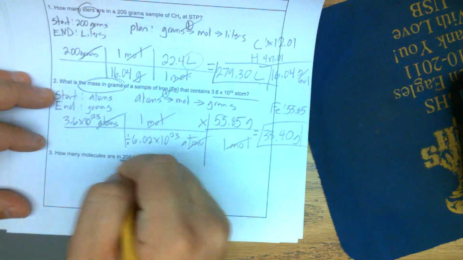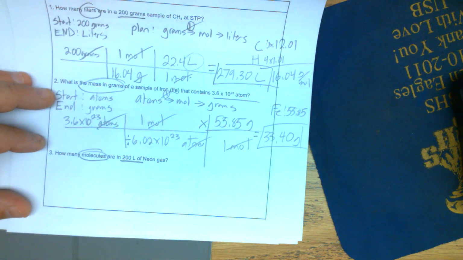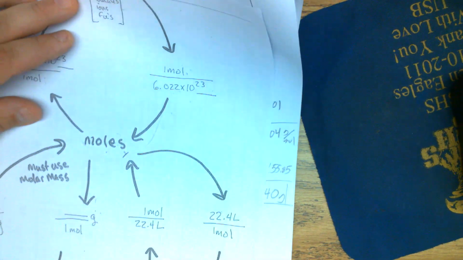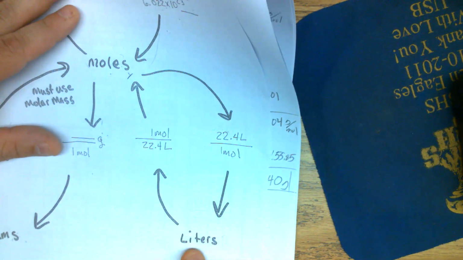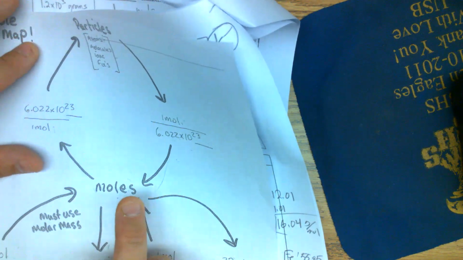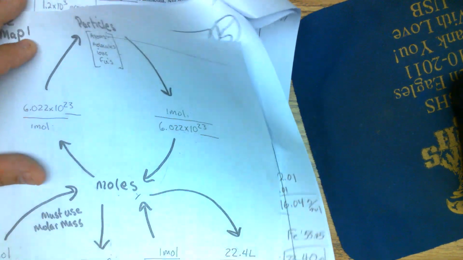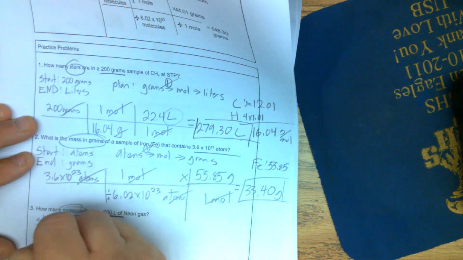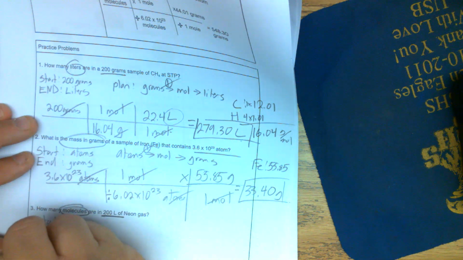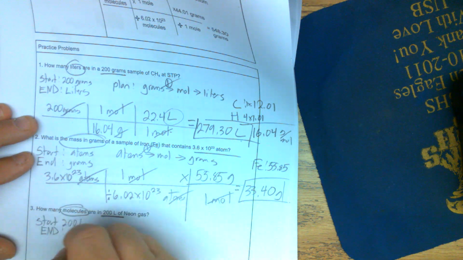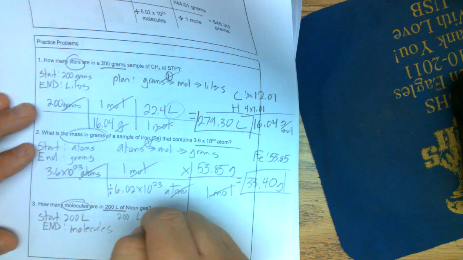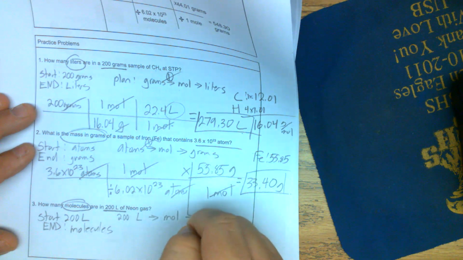We start off with liters and we find molecules. So we're going from liters all the way to molecules. Step one, we go from liters to moles. Then we go from moles to molecules. So two steps. We start at 200 liters and end at molecules. Our plan is to go liters to mole to molecule.